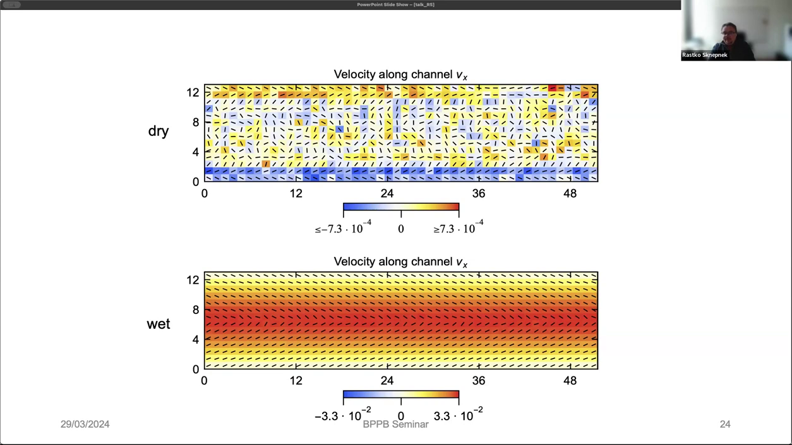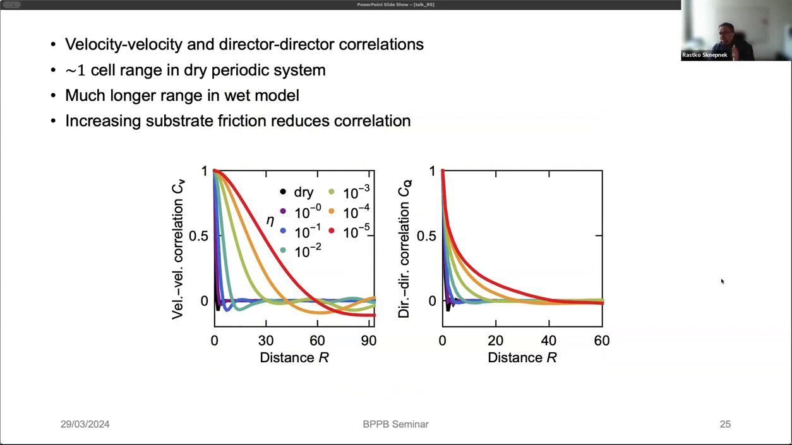and the wet case, where cells are just dancing around there. They're not really moving coherently, versus a very nice flow in the channel. And so you can ask yourself, where is this coming from?